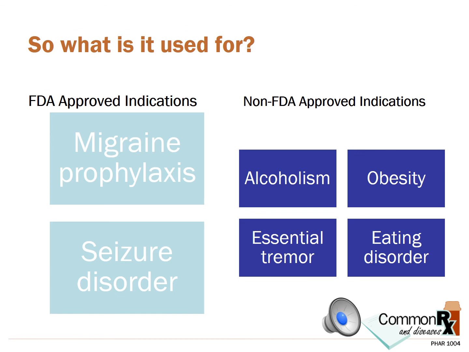If we dig a little deeper, we'll find that topiramate, marketed under the brand name of Topamax, has been FDA approved for migraine prophylaxis and the treatment of seizure disorders. It is also used off-label for alcoholism, obesity, essential tremor, and eating disorders. Hopefully, this exercise illustrates the need to know and understand the motivation of your source of information. We will discuss this more in the next presentation on drug information.